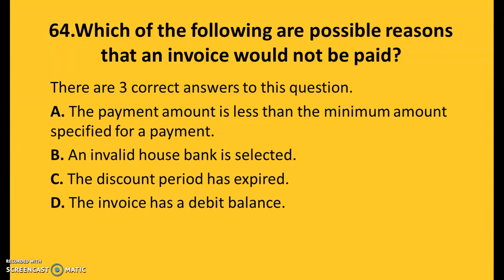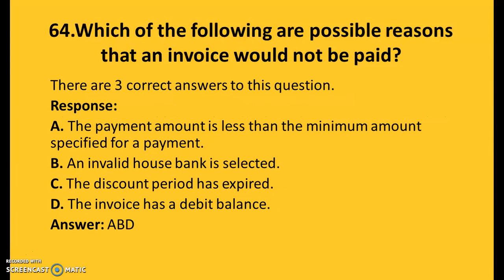Which of the following are possible reasons that an invoice would not be paid? There are three correct answers for this question. A, the payment amount is less than the minimum amount specified for payment. B, an invalid house bank is selected. C, the discount period has expired. D, the invoice has a debit balance. So the answers are A, B, and D. The payment amount is less than the minimum amount specified for a payment. B, an invalid house bank is selected. D, the invoice has a debit balance.